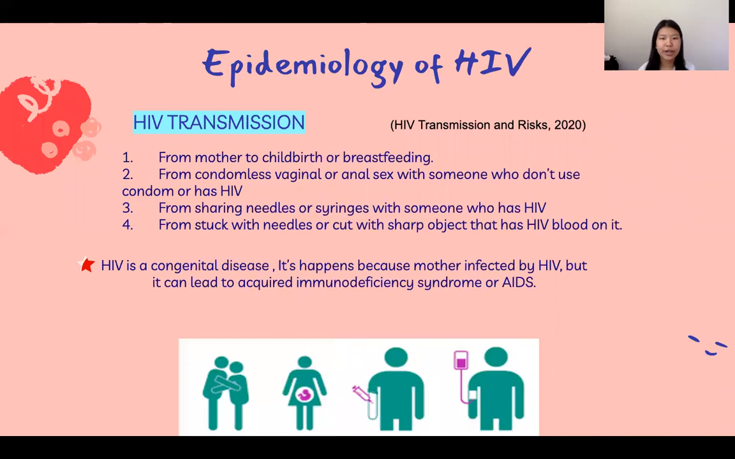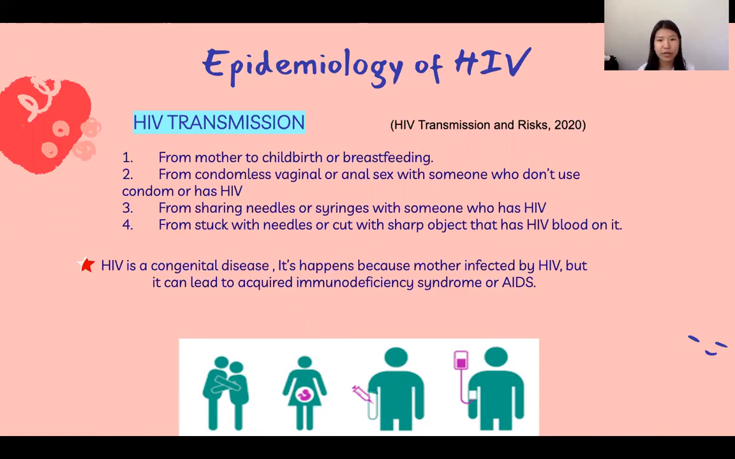HIV transmission. It can be transmitted in many ways: from mother to child during childbirth or breastfeeding, from having sex with someone who does not use a condom or has HIV, from sharing needles or syringes with someone who has HIV, and from using a needle or cutting things with something like a knife that has the blood of people affected by HIV on it. So you will be affected because you touch the blood and that blood gets into your body.